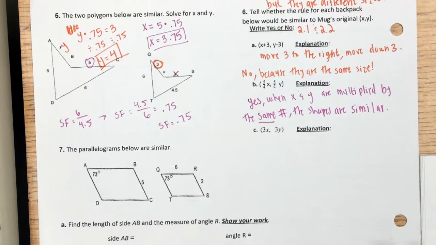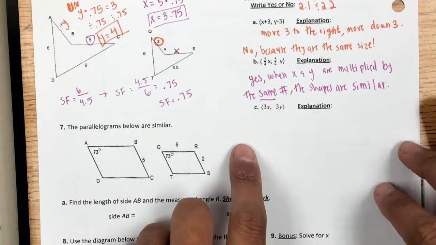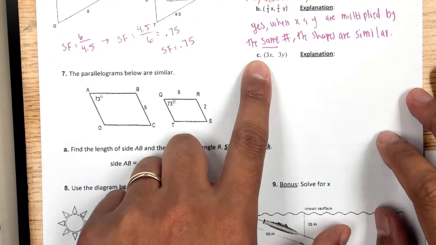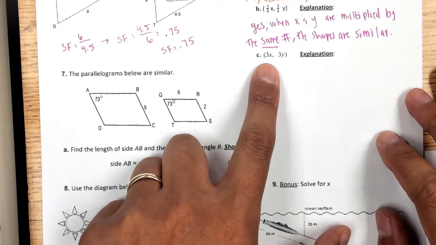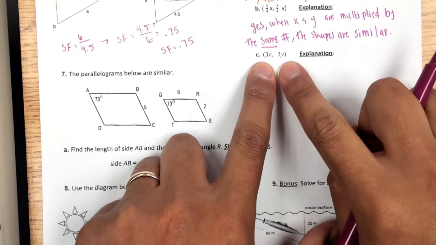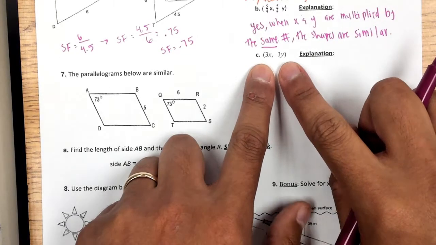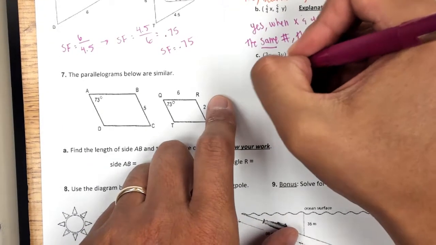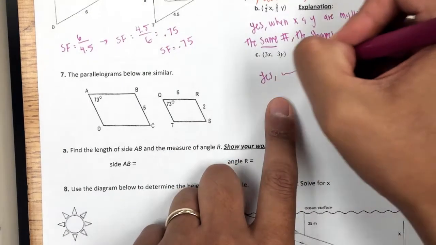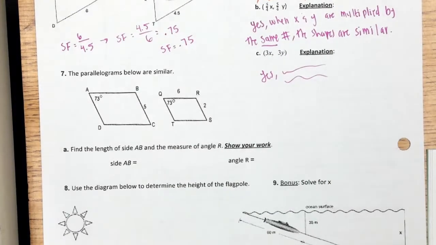Okay, we are almost done here. Last one. What operation is happening to x and y? Are they being multiplied by the same number? Yes, they are. And you would, of course, write your explanation why.